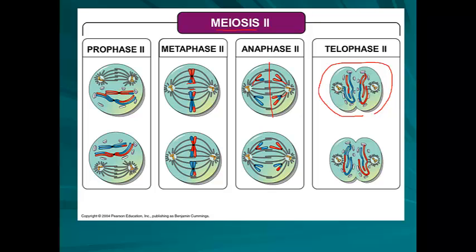So we started with a single diploid parent cell, and now we have 4 haploid daughter cells, which are quite different genetically from our parent cell. It's a combination of both of the parents. So again, just keep track that in meiosis 2, we've got our chromosomes lining up in a straight line because we want that final separation.